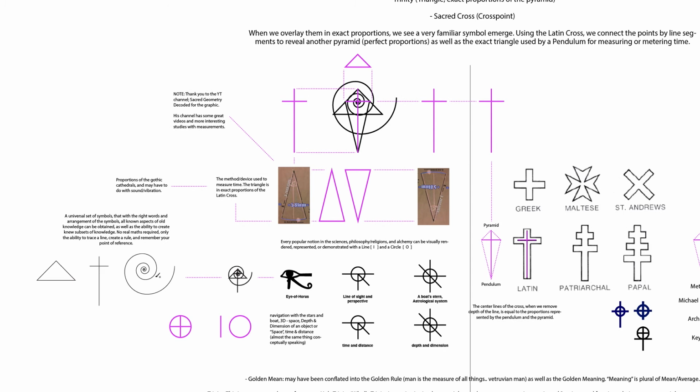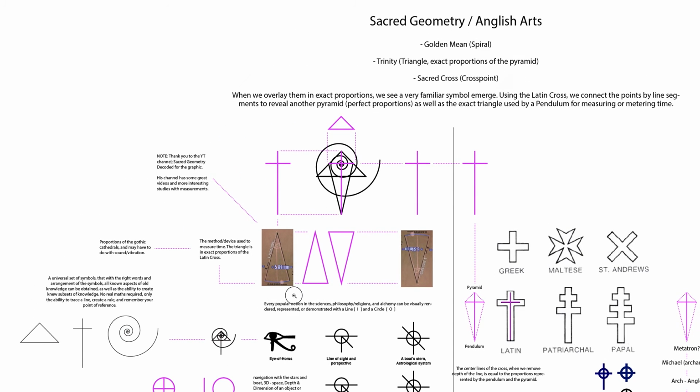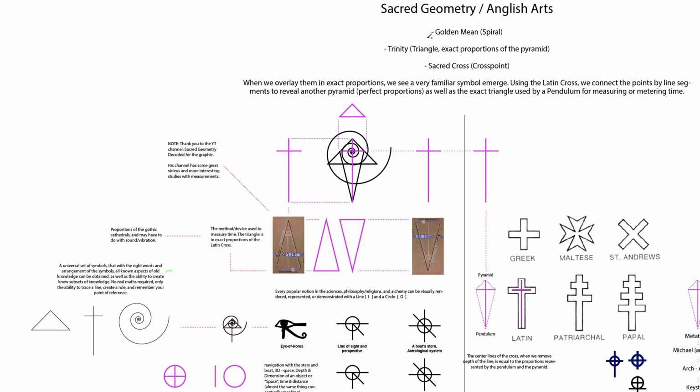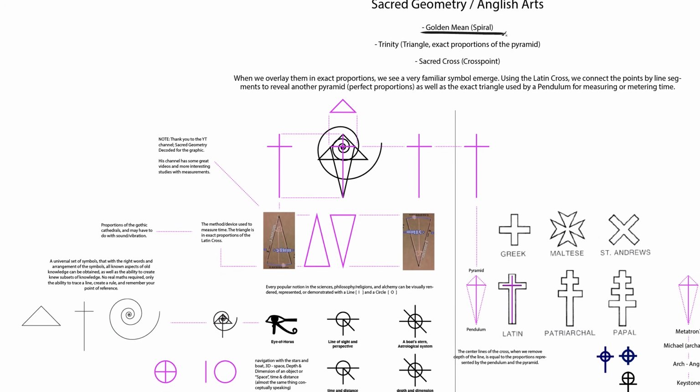Again, this one we're just sticking with the Anglish Arts and geometry. And the three symbols that I'm using are the golden mean, which is the spiral, the trinity, the exact proportions of the pyramid, and the sacred cross, and I'm just going to call it the cross point for now. And again, I didn't choose the Latin one over here. I serendipitously found it as I was working through these.